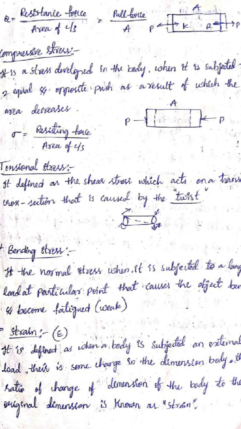Compressive stress. It is a stress developed in the body when it is subjected to two equal and opposite pushes, as a result of which the area decreases. So sigma equal to resisting force divided by area of cross section. You can see the figure there.